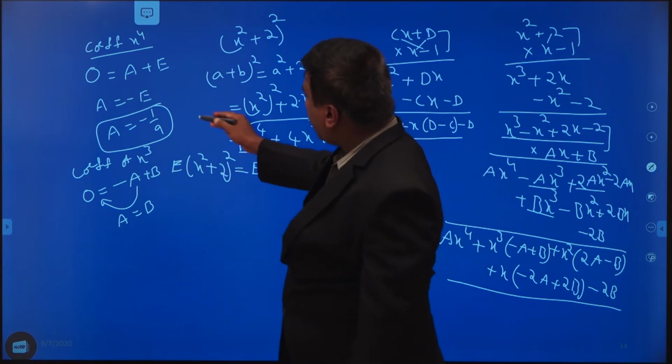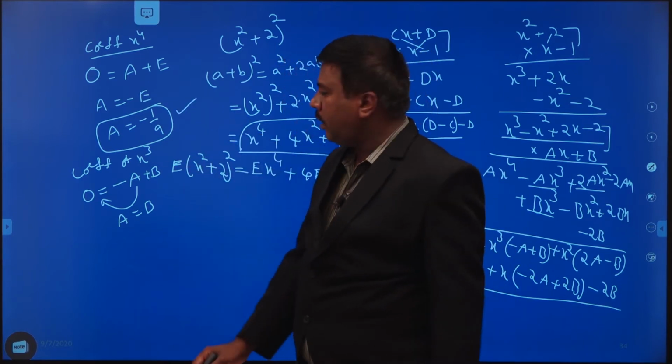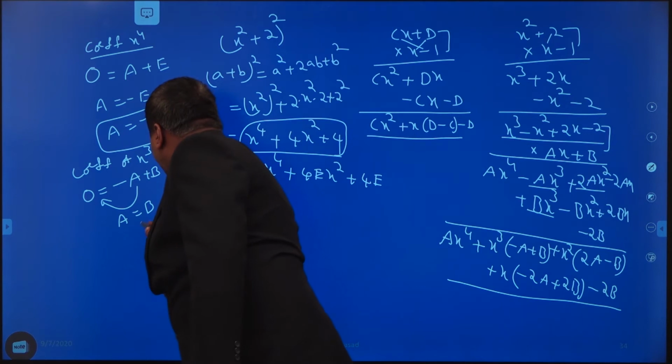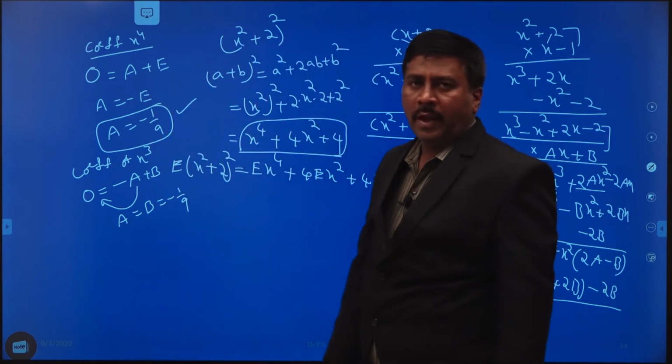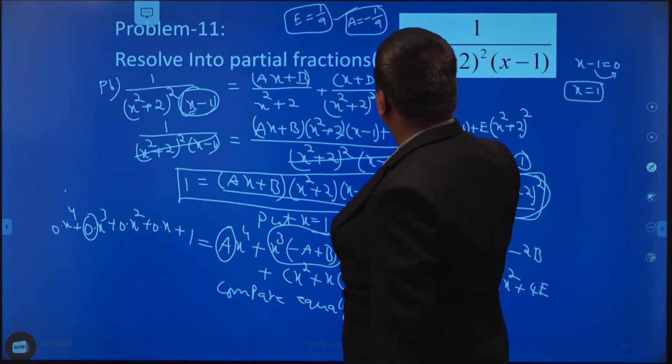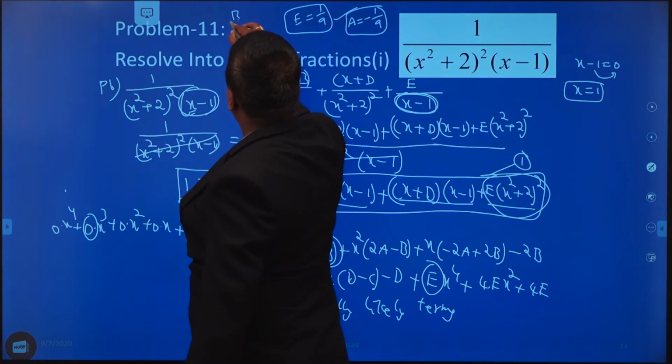Already we know the value for a is equal to minus of 1 by 9. Therefore the b value is also equal to minus of 1 by 9. Here I have to write the b value is also equal to minus of 1 by 9.